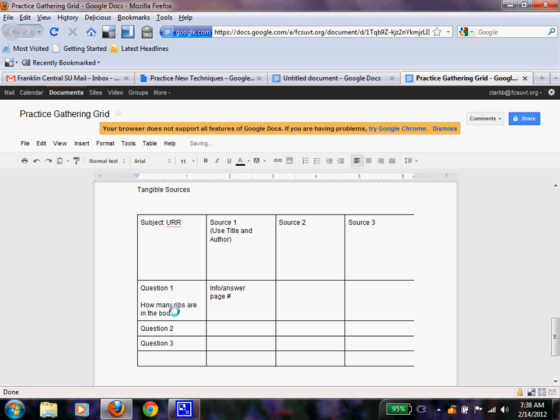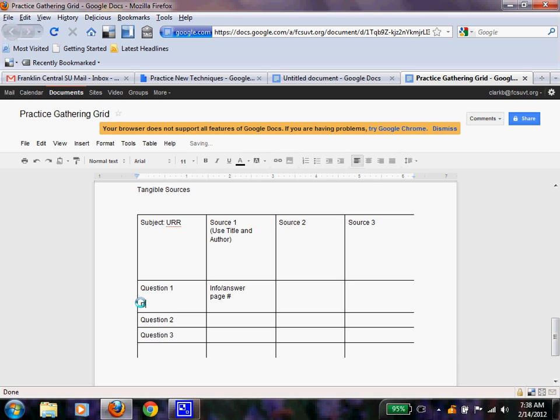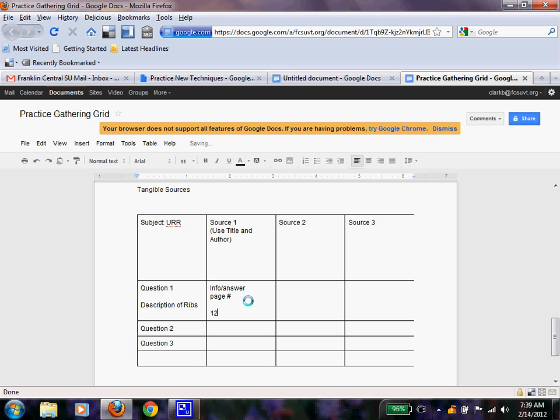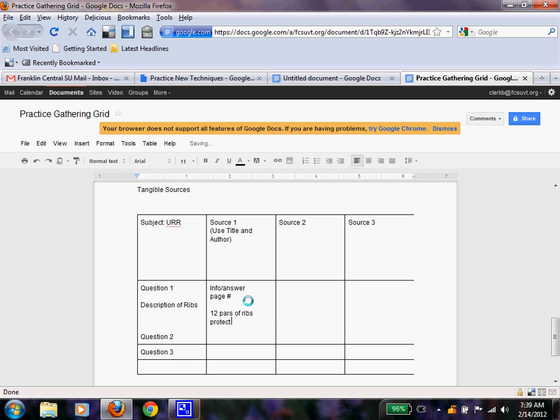You know what? My focus question should be a little bit different because that has a one-word answer. My question could really be description of ribs. That could lead me to more. So I'm going to look at this. And my answer was 12 pairs of ribs protect the internal organs.